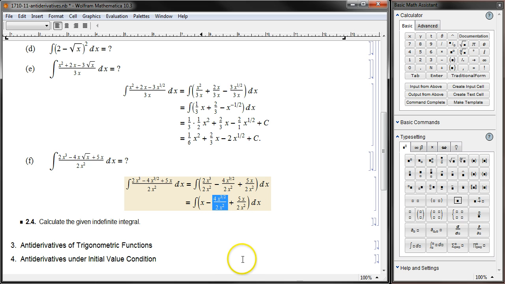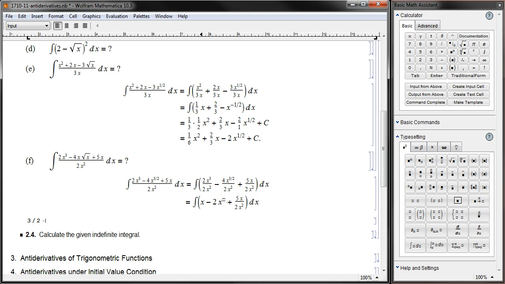Next, 4 over 2, so the number part is 2. Actually, what power is it? 3/2 power, and then 2 power down there. So we need 3/2 minus 2, isn't it? So you get negative 1/2 power over there.